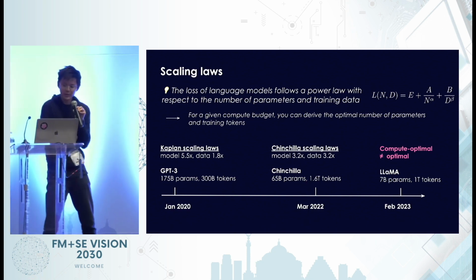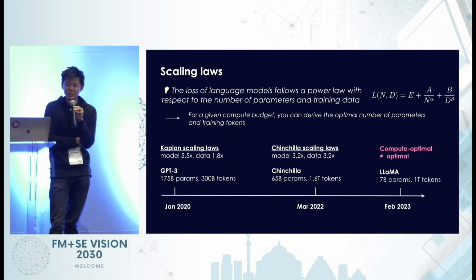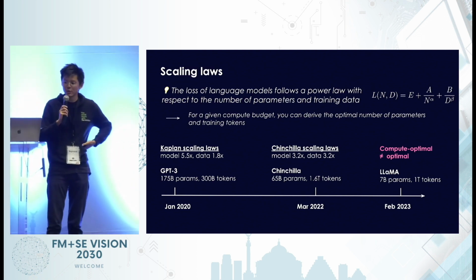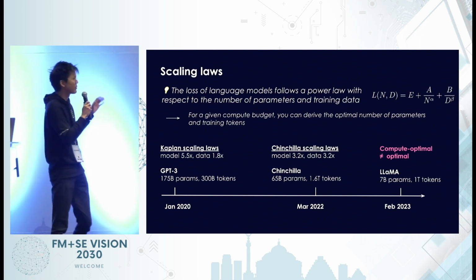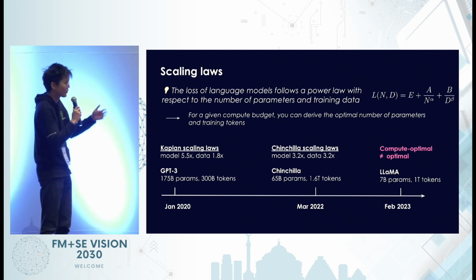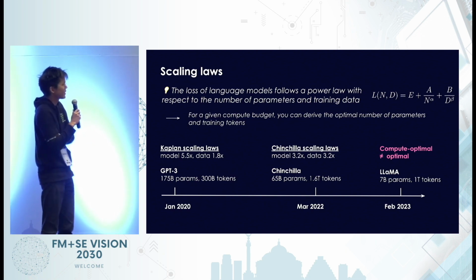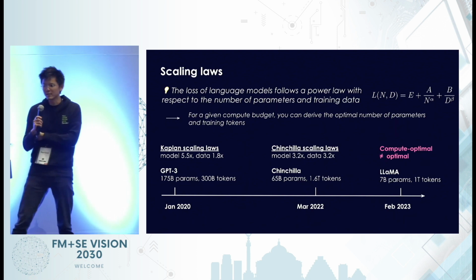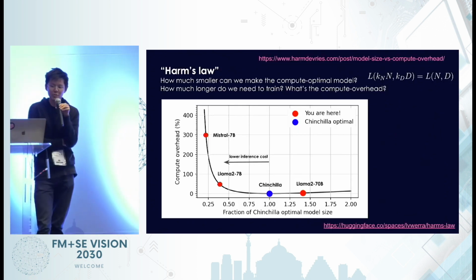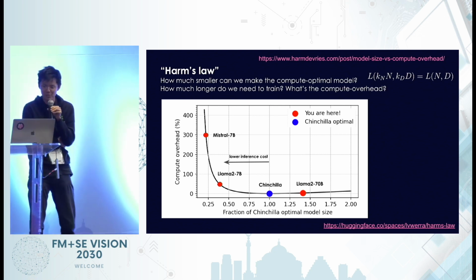And so recently, many models don't really follow these laws, and they're often a bit smaller and trained for longer, on larger datasets, on more tokens. My colleague Harm de Vries wrote a blog post about that, so we like to call it Harm's law.